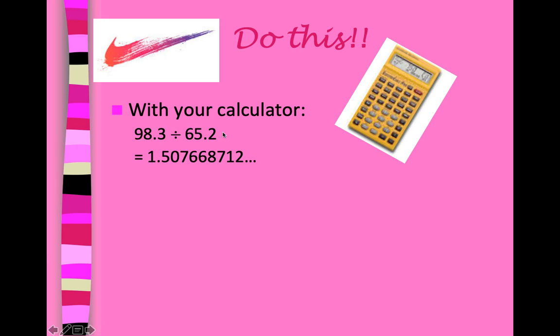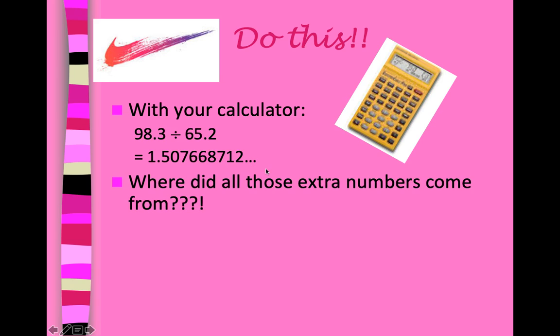Well, based on what we just talked about, this has 1, 2, 3 sig figs. This has 1, 2, 3 sig figs. And this suddenly has 1, 2, 3, 4, 5, 6. It has so many. Where did all those extra numbers or sig figs come from? Well, they came from math.